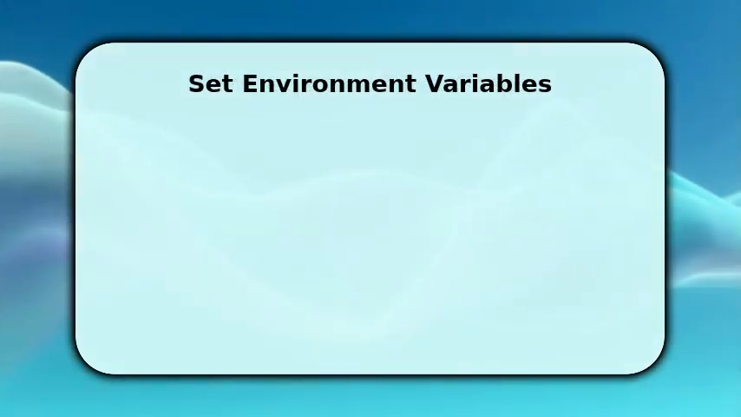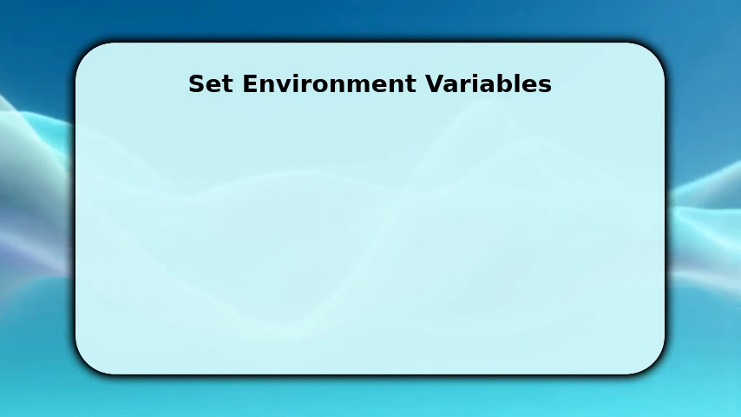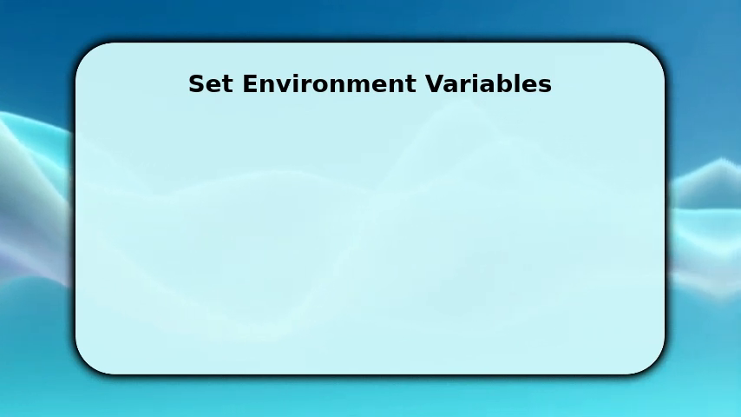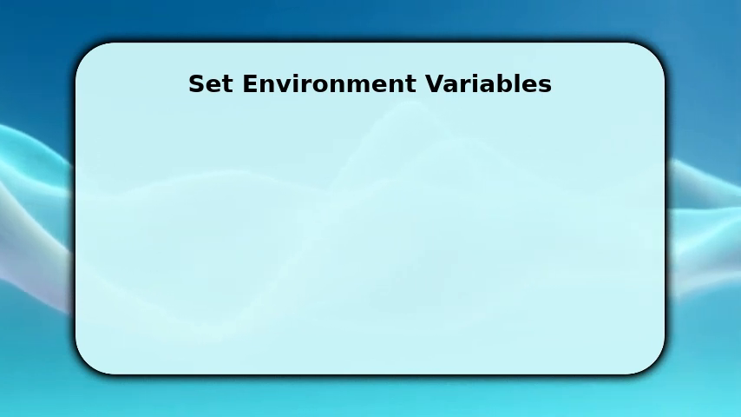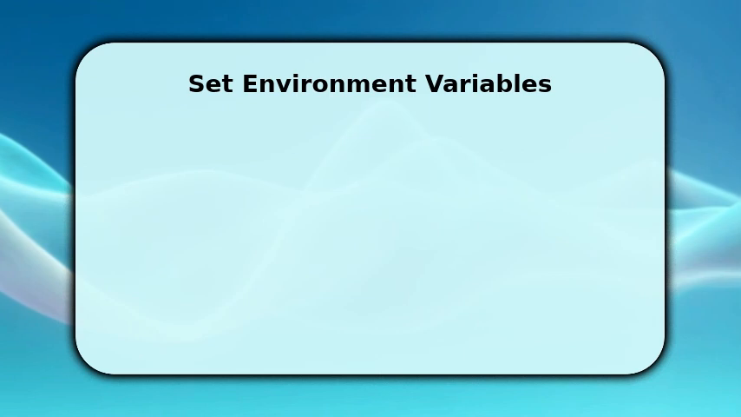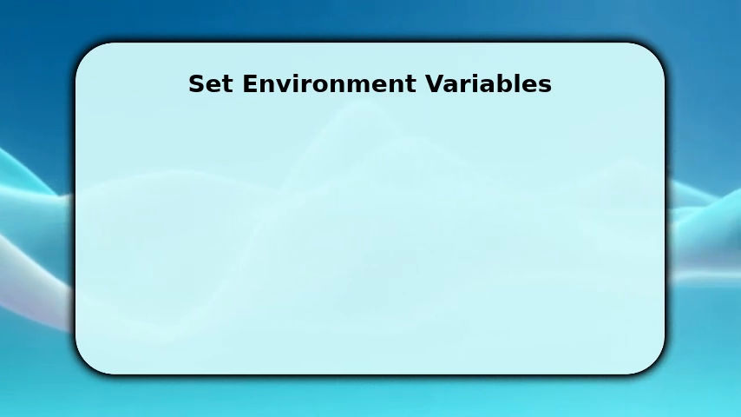You now set the system variables that control which Java runs. Open System Settings, Advanced, and Environment Variables. Create or update JAVA_HOME to the exact new JDK folder path, for example C:/Program Files/Java/JDK17. After that, edit the system Path.